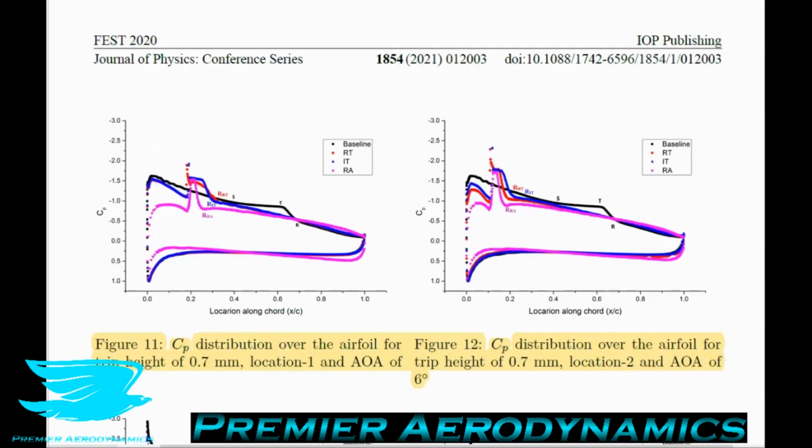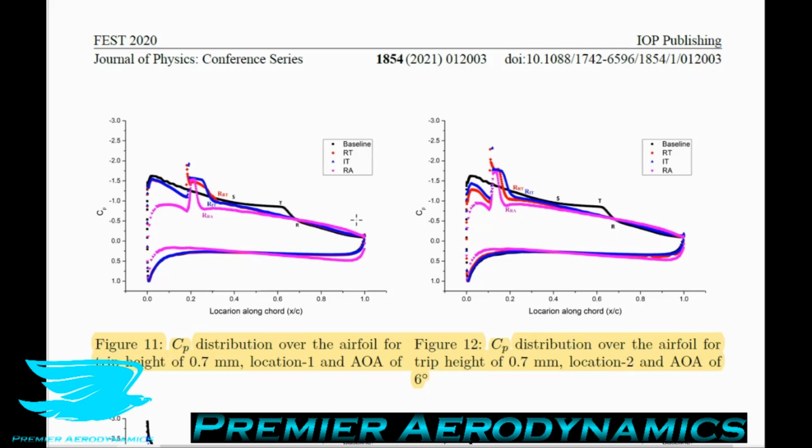Now, when the angle of attack is increased to 6 degrees, which we can see in figure 11 and figure 12, the suction peaks of the tripped airfoils vary significantly. So we still get in the baseline airfoil this LSB forming, which you can see from this peak here at about 60% of the chord downstream from the leading edge. And this is very normal.